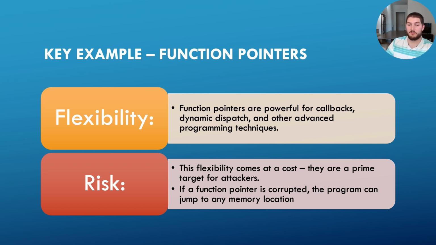There is risk, however. The flexibility comes at a cost, as they are prime targets for attackers. The very features that make function pointers so powerful are also what make them a significant security risk. Because they hold memory addresses, function pointers become attractive targets for malicious actors seeking to manipulate program behavior. If an attacker can find a way to overwrite memory where a function pointer is stored, they can effectively redirect a program's execution flow. Instead of the program calling what the programmer intended, it can be tricked into calling what the attacker intends. If a function pointer is corrupted, the program can jump to any memory location. This arbitrary jump can have devastating consequences.